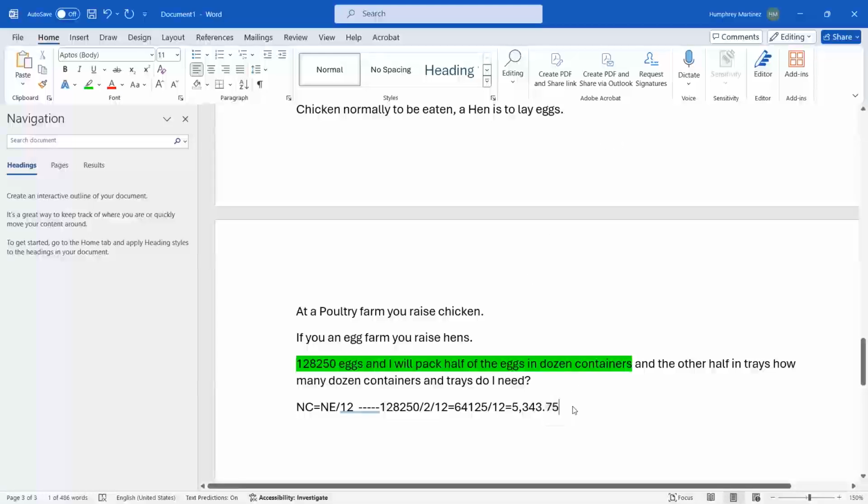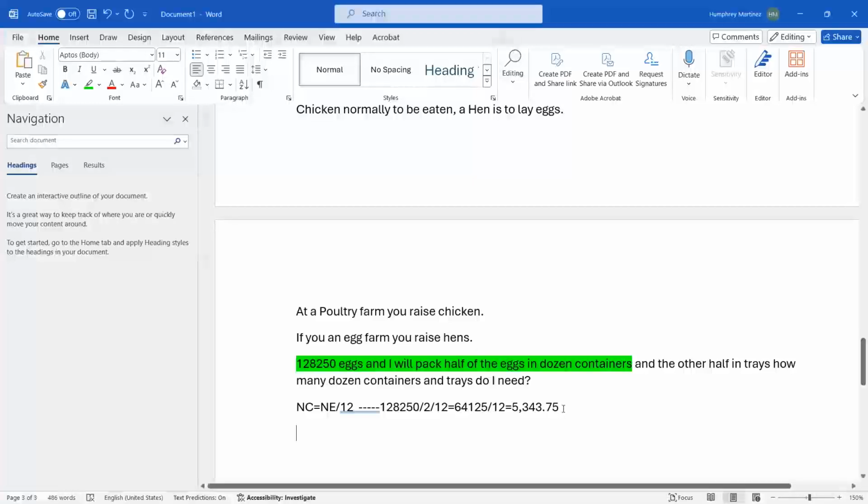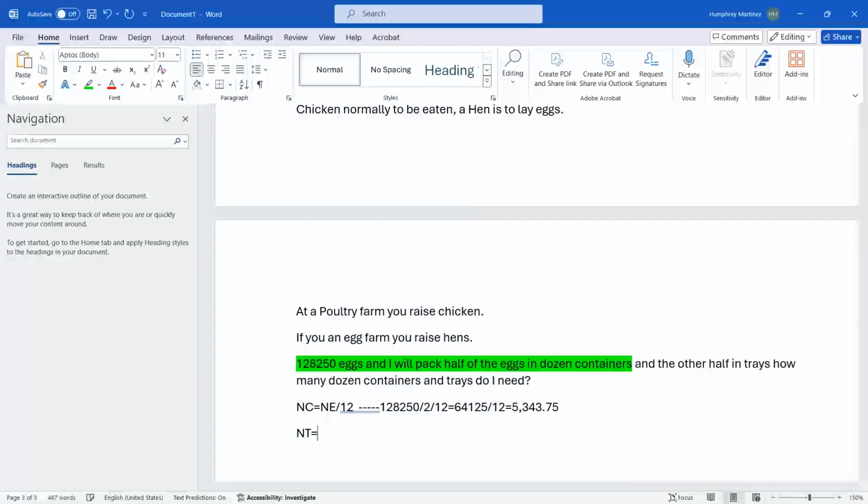Mm-hmm. Entonces, ahora, ¿quién me va a ayudar? A ver si ya es lo último. Vamos a ver. No se preocupen, no los voy a seguir drilling. You, Daniela, si me ayuda Daniela, how many trays will you need? Because I told you that half of the eggs will be in containers and half of the eggs will be in trays.